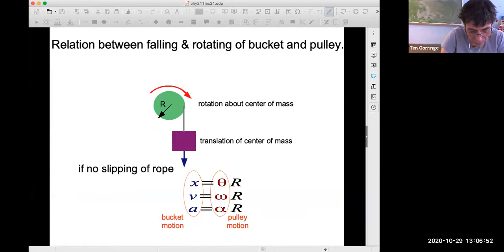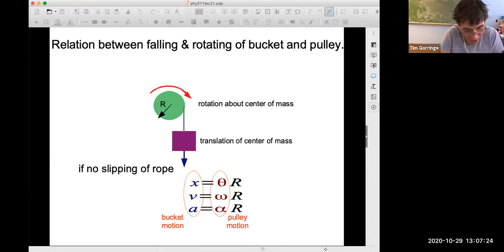Before I go ahead and solve this problem with energy conservation, I wanted to recycle this slide one more time. I've only shown it 5 times so far. I want to remind you that the bucket's translational motion and this pulley's rotational motion are 2 different objects, but they're tied together by a rope. Their rotational and translational motion are related, connected to one another.